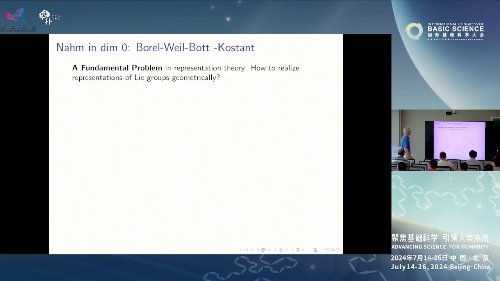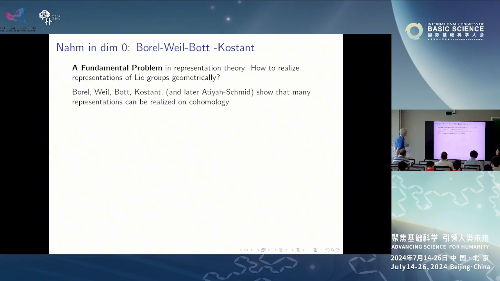All right, so first let's start with Nahm in dimension 0. So this is really representation theory, in particular the Borel-Weil-Bott theorem as generalized by Kostant. So in representation theory, there's been a fundamental problem or question that people have asked for years, which is how to realize representations of groups, especially Lie groups, geometrically or topologically.